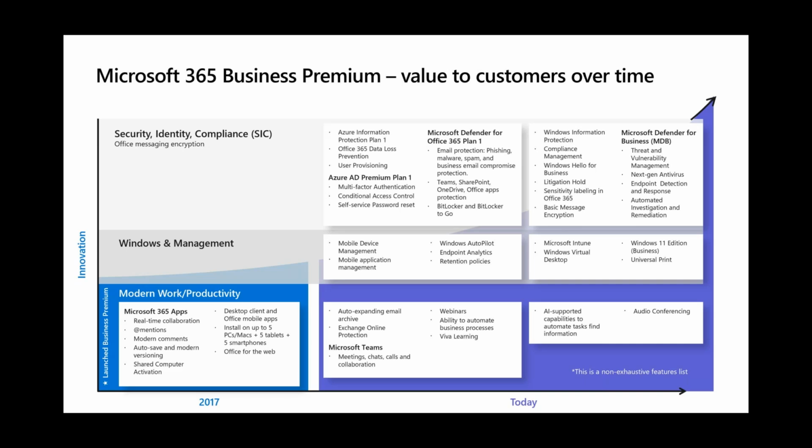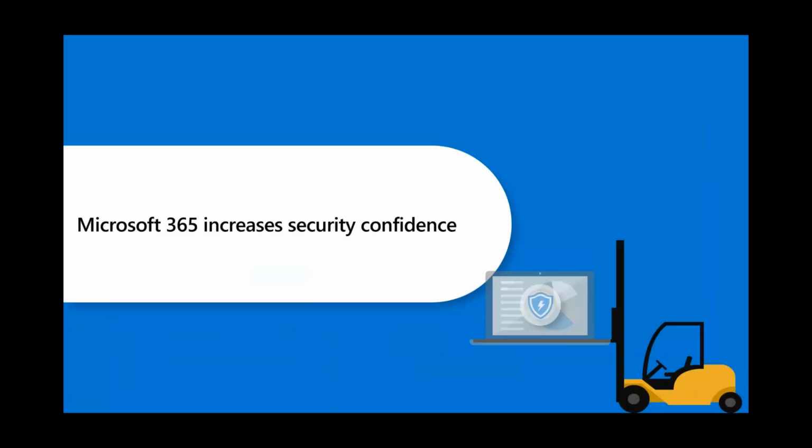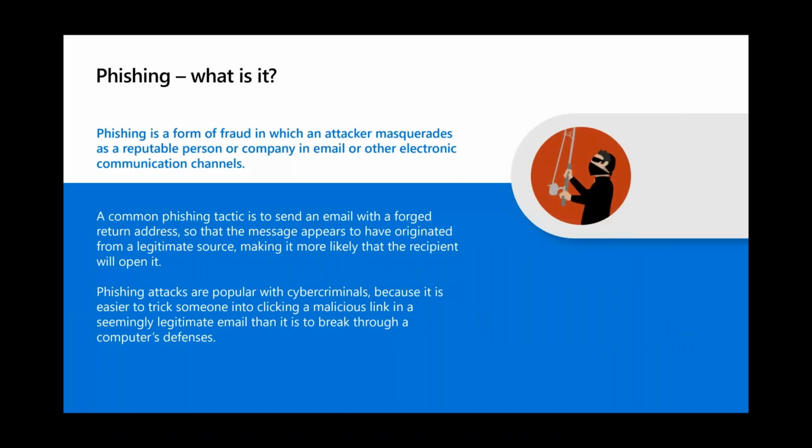Okay, so Microsoft 365 increases security confidence, and now we're going to have a look at some of the main cyber threats that affect all businesses, not just SMBs. So phishing, and I think this is a term which I suspect most people on the call here are familiar with, and I think if you're being honest, most people have probably fallen victim to, or at least come very close to falling victim to.